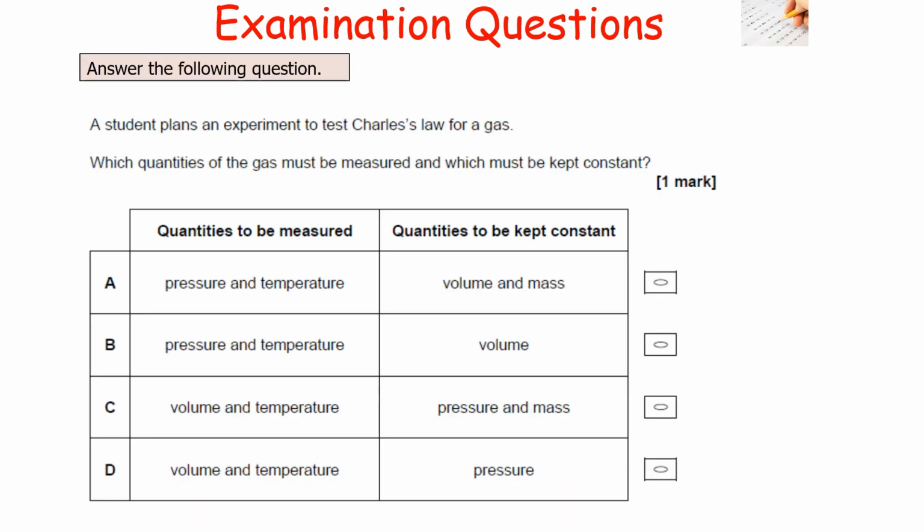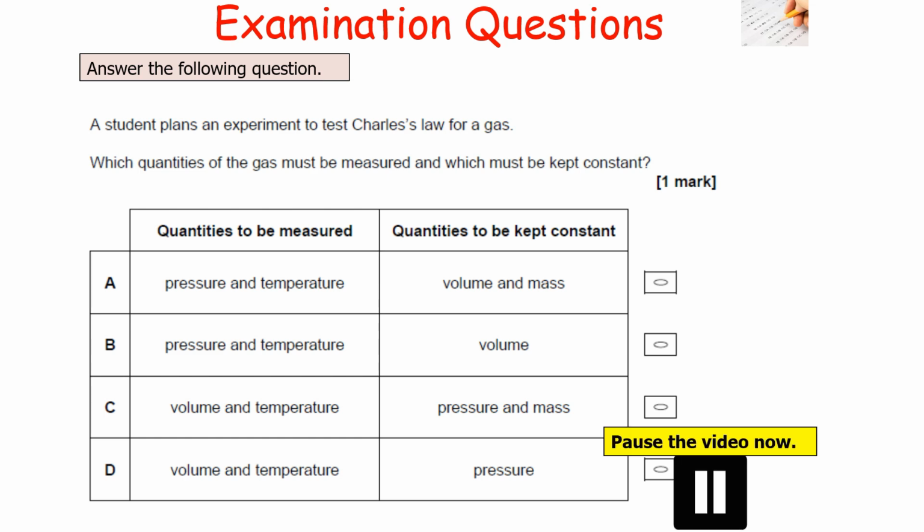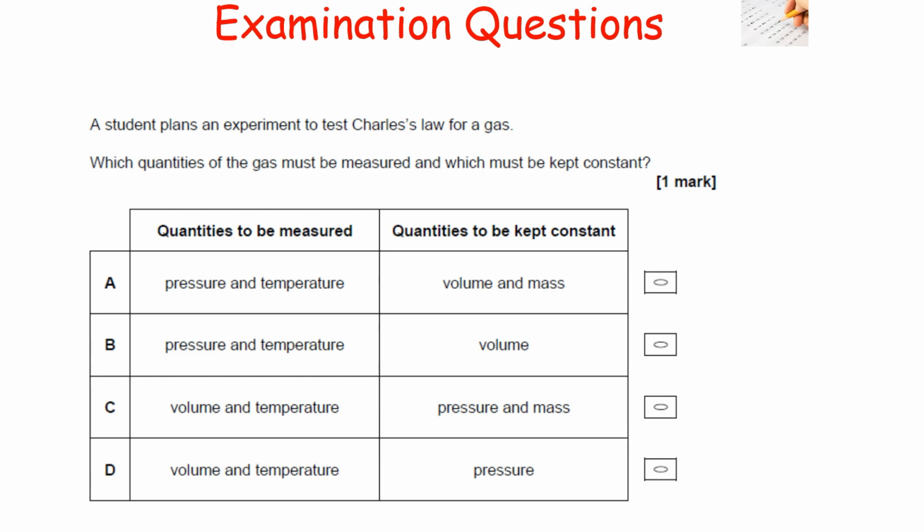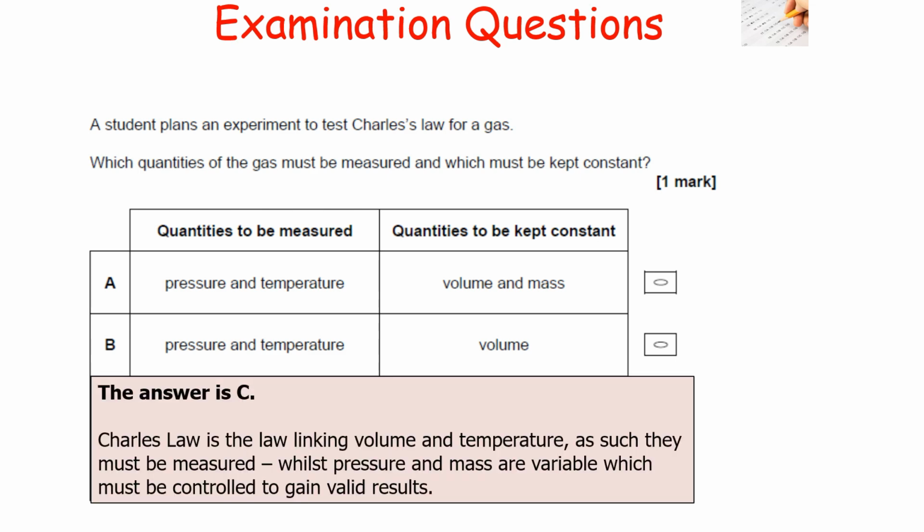Next question. A student plans an experiment to test Charles' law for a gas. Which quantity of the gas must be measured and which must be kept constant? Pause the video now, then unpause the video when you want to go through your answer. Right, so in this one we've got to consider what Charles' law is. Charles' law is the law linking the volume and the temperature. As such, they must be measured, whilst the pressure and the mass are variables which we need to control to gain valid results because they can affect the values of a gas. So therefore our answer is C.